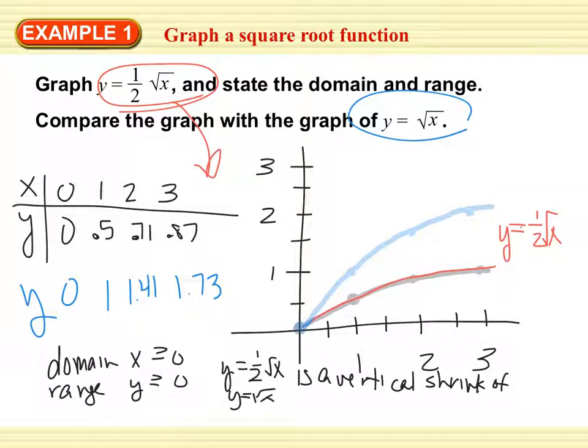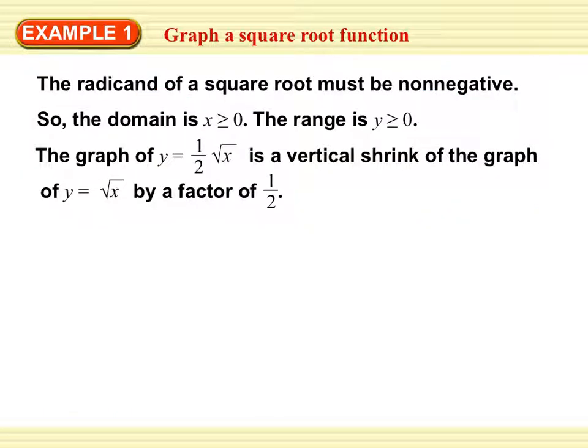So the graph of y equals 1/2 root x is a vertical shrink of the graph of y equals root x, that's this mess right here, by a factor of 1/2. Cool? Oh, I put it in there.